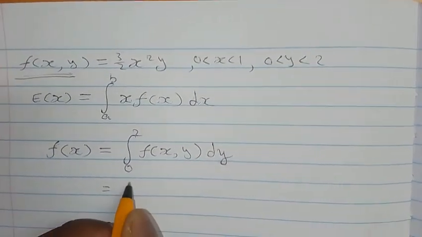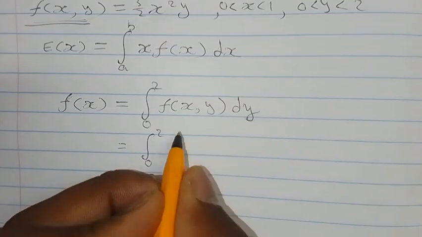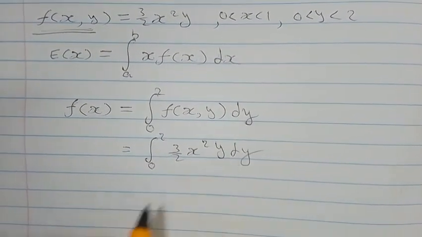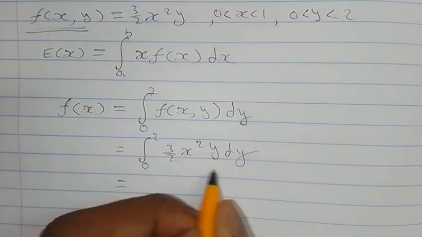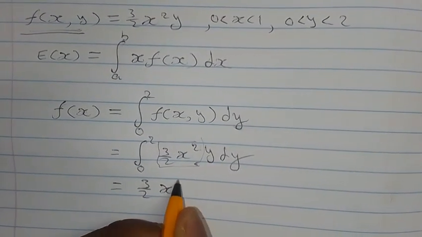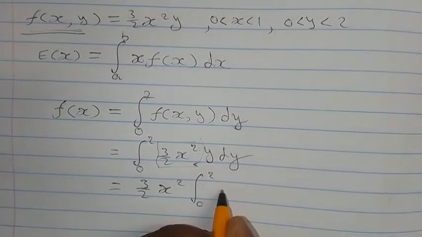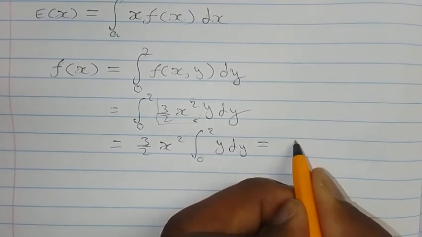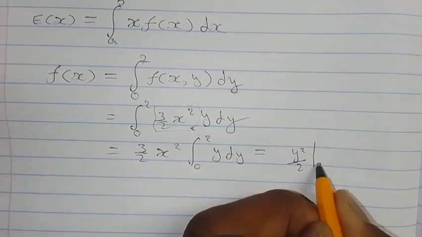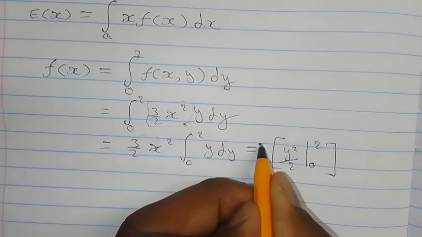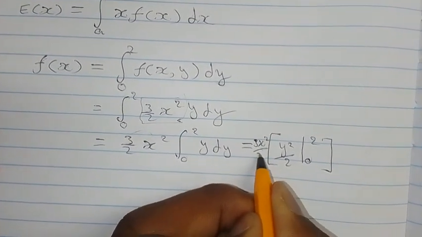So what this means is we have the integral from 0 to 2 of 3 over 2 x squared y dy, and now we have to integrate that with respect to y. Since this is a constant, we can take it outside. Since we are integrating with respect to y, the integral of y is just going to be y squared over 2, and remember we're integrating that from 0 to 2, and we still have the constant outside, 3x squared over 2.